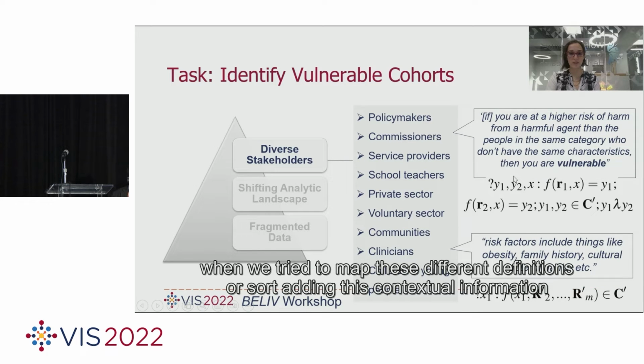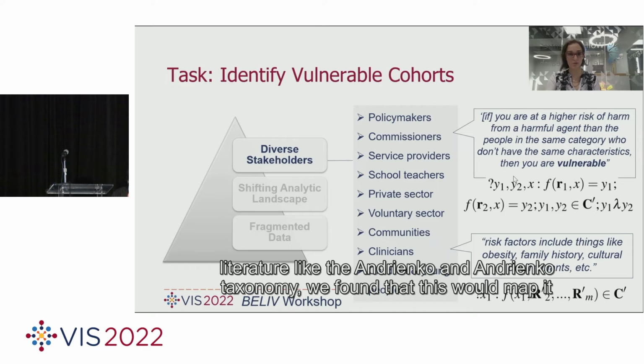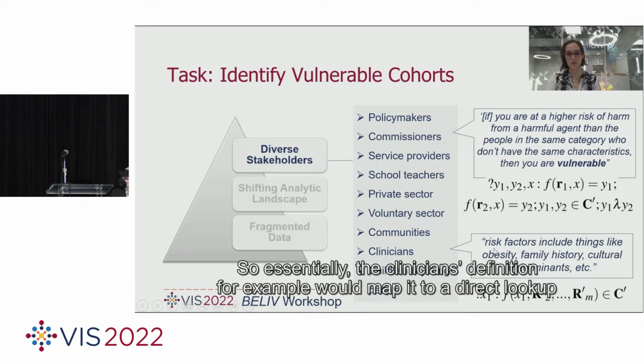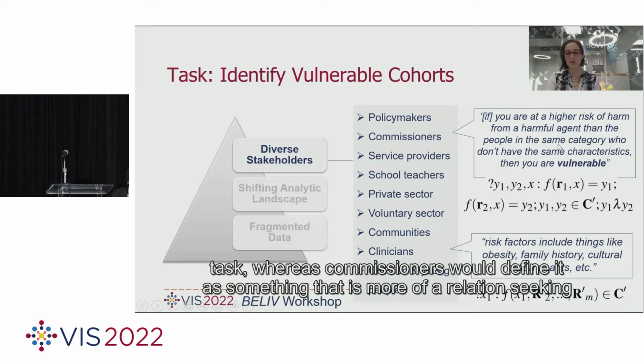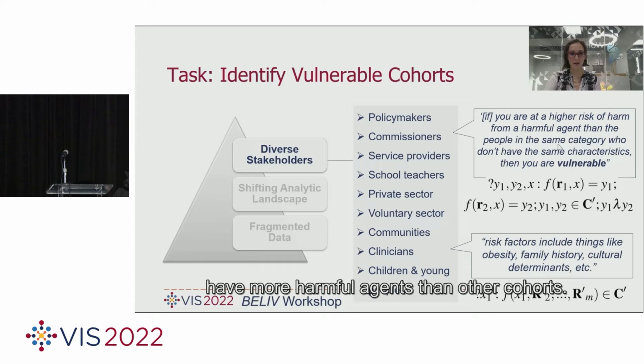And when we tried to map these different definitions, adding that contextual information to the task, to some of the task taxonomies in the visualization literature, like the Andrienko taxonomy, we found that this would map it to a completely different set of classes of tasks, essentially. The clinician's definition, for example, would map it to a direct lookup task, whereas commissioners would define it as something that is more of a relation-seeking task, where we are trying to compare different cohorts and identify those cohorts that have more harmful agents than others.